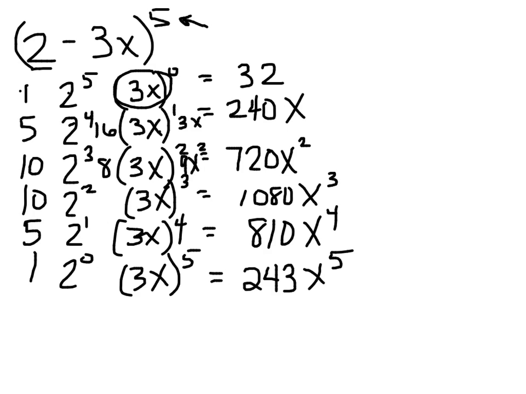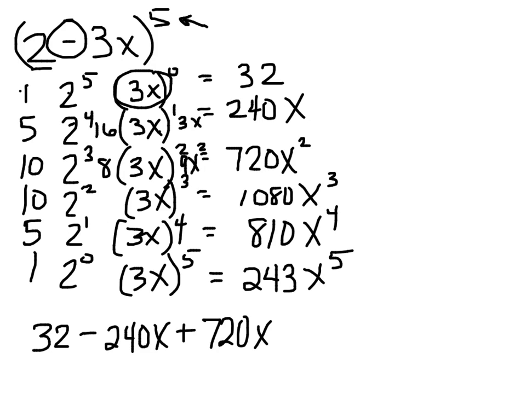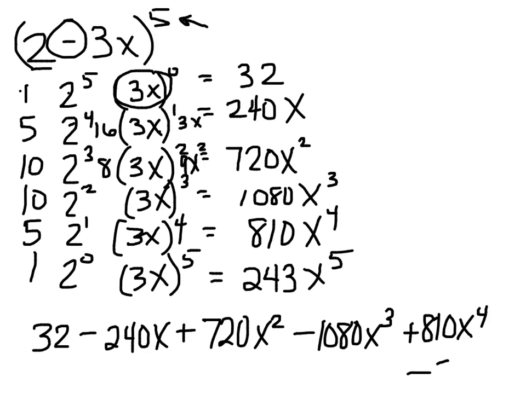Now it's time to actually write my answer. With a negative sign in between there, I'm going to alternate the signs. So 32 minus 240x plus 720x squared minus 1080x cubed plus 810x to the 4th minus 243x to the 5th.